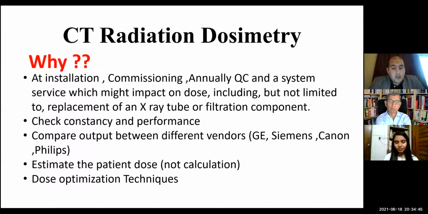So also you can use CT radiation dosimetry to compare between different vendors like GE, Siemens, Canon, Philips, Neusoft. You have to, if you want to compare between different machines, or the same machine with different detector configuration like GE 16 row of detector or GE 64 row of detector.